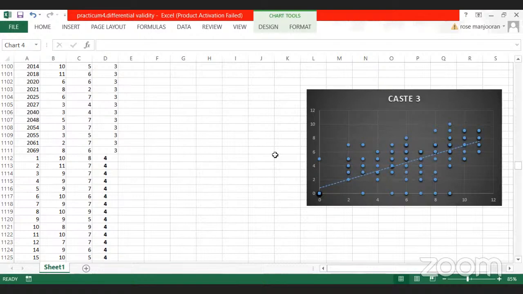But fewer data are scattered. Whereas in case of the cast 4, more data are scattered. Because more data are close to the best fit line in case of the cast 3. But in case of the cast 4, more data are away from the best fit line. So they are converging to the best fit line. So that is basically the regression line.